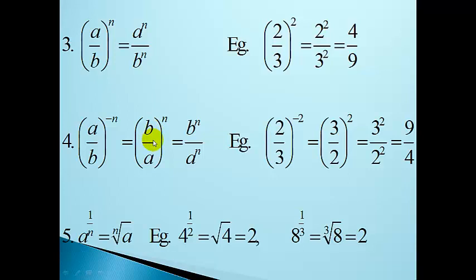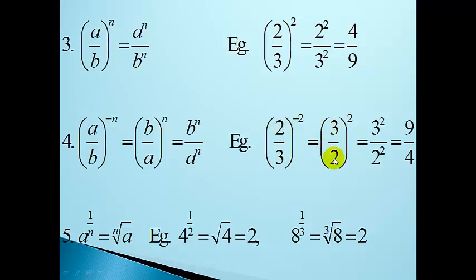Now we are back to property number 3, which says that the exponent n is affecting both the b and the a. And so b over a exponent n is equal to b exponent n divided by a exponent n. Now example, if you have 2 divided by 3 all exponent minus 2, this is equal to, the denominator becomes the numerator and the numerator becomes the denominator.